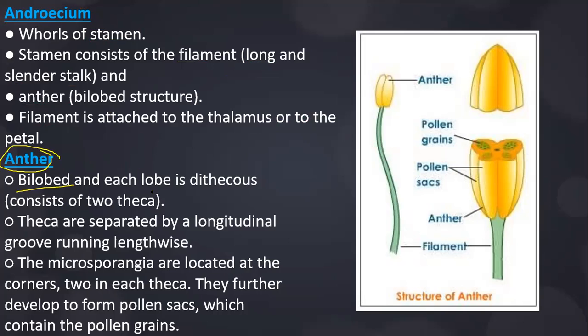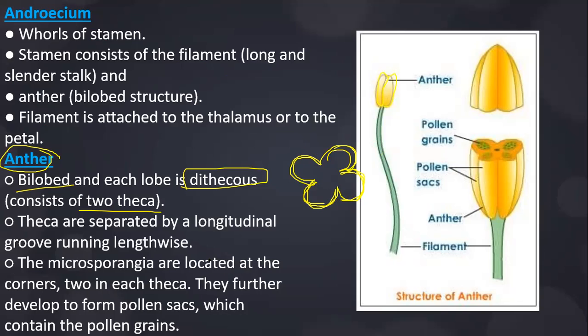Anther is a bilobed structure, and each lobe is dithecous. What do you mean by dithecous? Consisting of two theca. I already told you that they will be having a butterfly shaped structure. So each of this is divided into two compartments, right? The right side is divided into two. The left side is divided into two compartments. So they are dithecous in nature and bilobed structure. Look, they are bilobed in nature and they are dithecous.